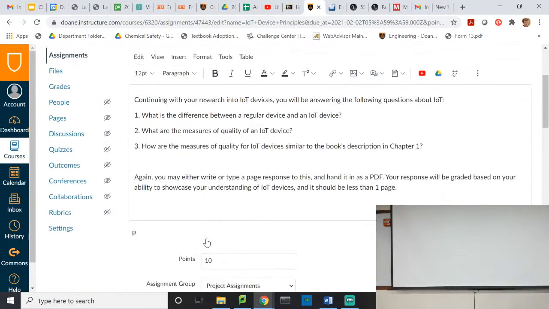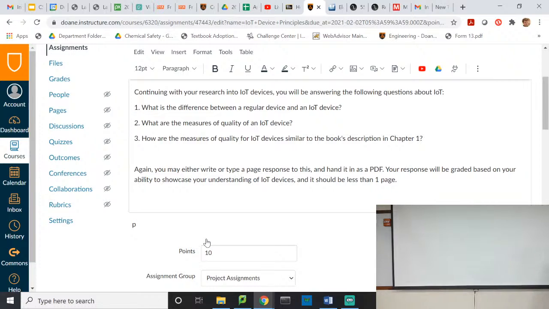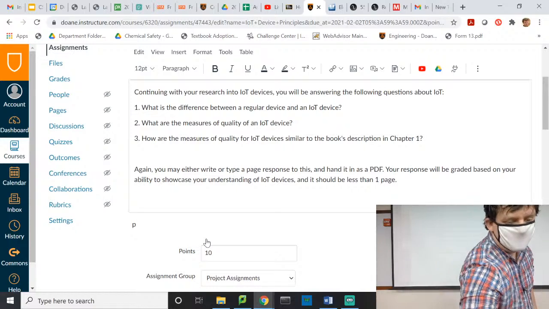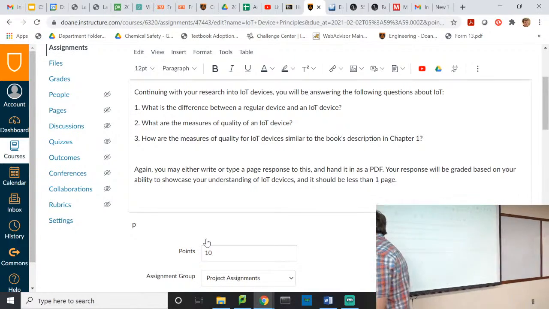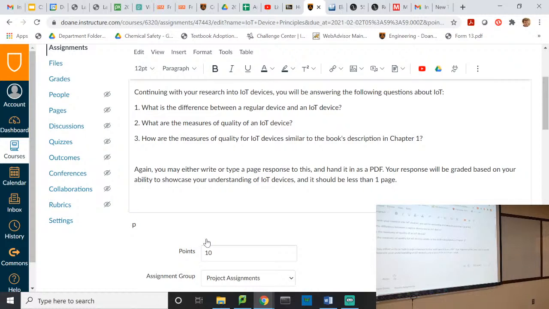Okay, there are three major questions that I want you to answer when it comes to IoT devices. And I feel like these three questions, while they don't quite encompass the entirety of what is IoT, if you can understand what the answers to these questions are, you have a pretty good understanding of what IoT is in general.